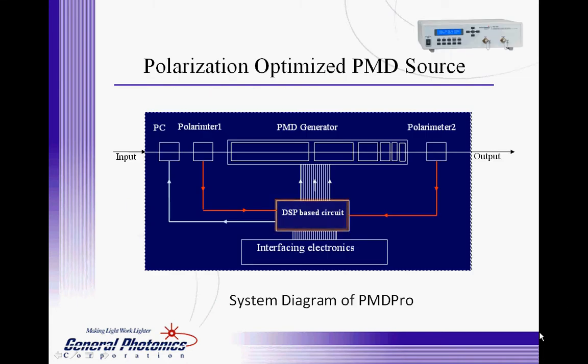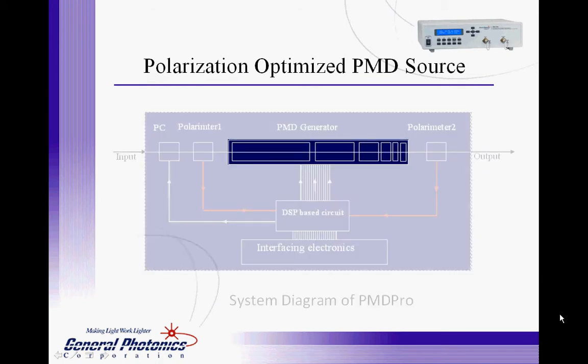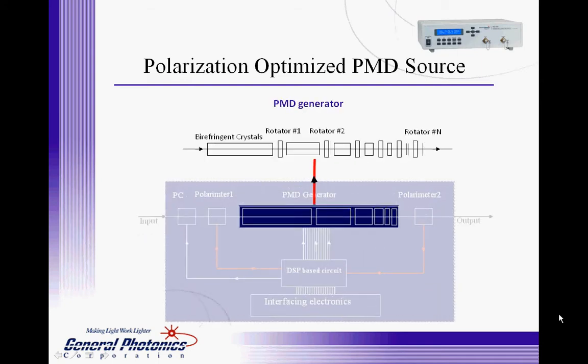The PMDPro contains a DSP-based circuit, an automatic polarization controller, and two polarimeters that monitor the SOP and DOP, before and after the PMD generating elements. The PMD generator used inside the PMD source is constructed with General Photonics trinary polarization rotation technology. The generator is made by a series of birefringent crystals, with rotators sandwiched between the two adjacent crystal segments.